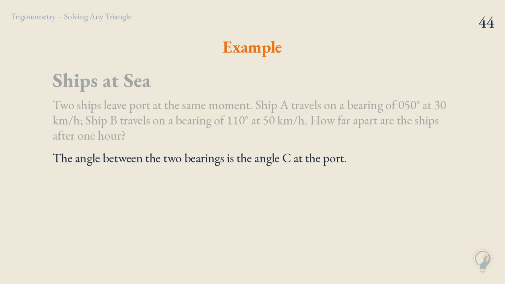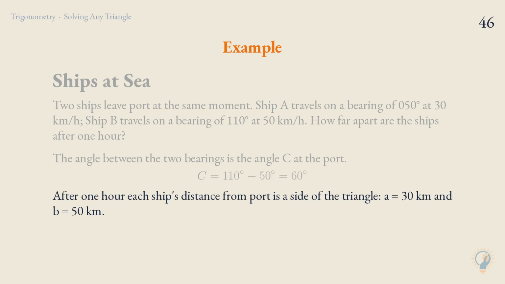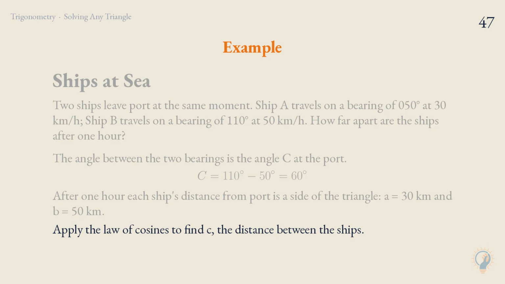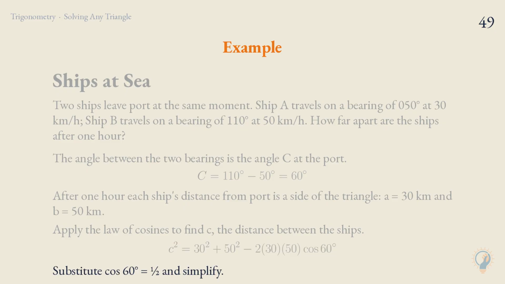The angle between the two bearings is the angle C at the port. C equals 110 degrees minus 50 degrees, which is 60 degrees. After 1 hour, each ship's distance from port is a side of the triangle. a equals 30 kilometers and b equals 50 kilometers. Apply the law of cosines to find c, the distance between the ships. c squared equals 30 squared plus 50 squared, minus 2 times 30 times 50 times the cosine of 60 degrees. Substitute the cosine of 60 degrees equals 1/2 and simplify.